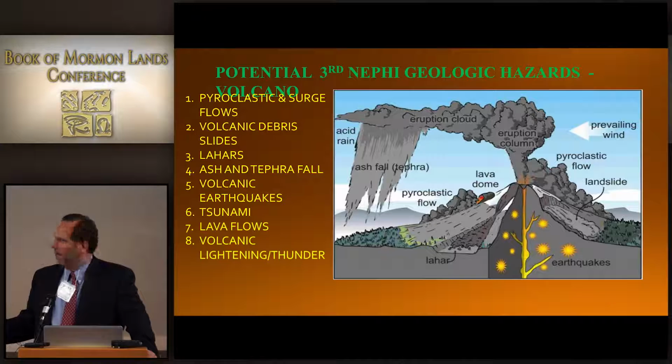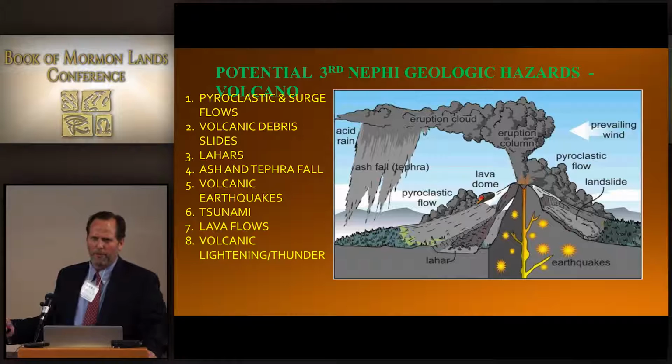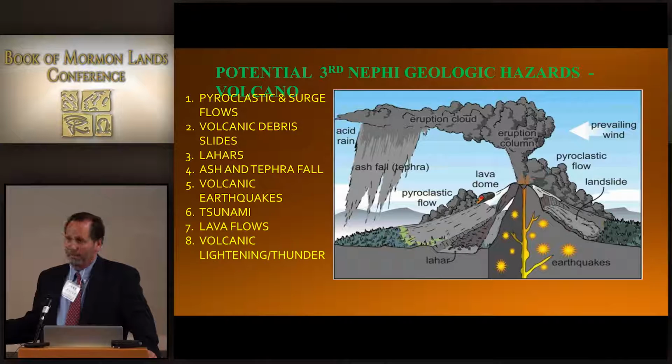You can get a tsunami off of a volcano if it's located near a water body, in the ocean for example. Lava flows, well, the lava flows typically don't move fast enough. Most people could outrun them. They cause property damage, but may not have really been at play much in the 3rd Nephi description. And then another hazard is the volcanic lightning and thunder that gets generated.